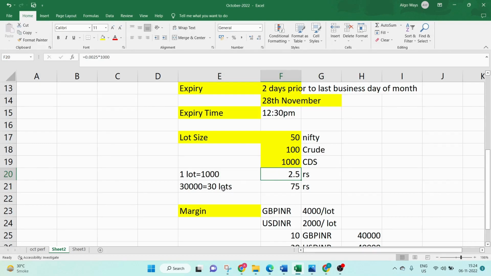Suppose you have a position of 30 lots. 30 lots means 30,000 quantity, and it moves by 1 tick. So 30,000 multiplied by 1 tick, which is 25 paise, so 75 rupees will be the movement in your PNL.